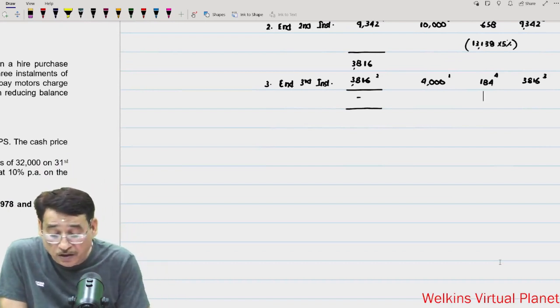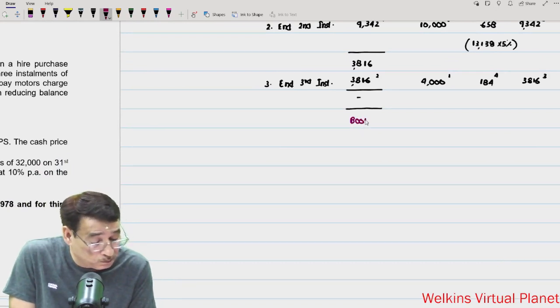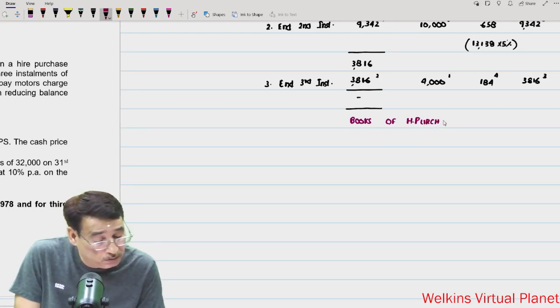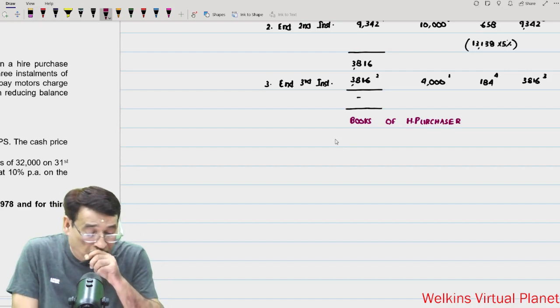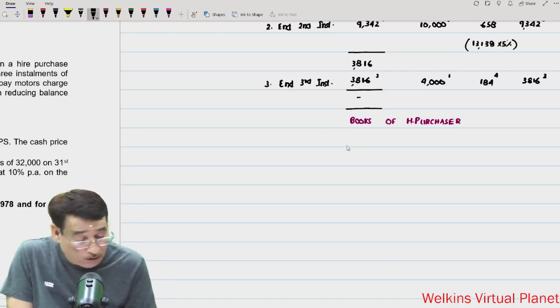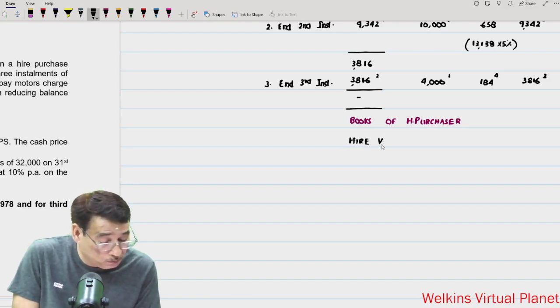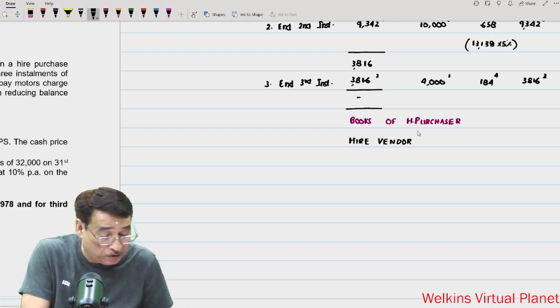So after having computed the interest, now books of hire purchaser. In the books of hire purchaser, we will prepare hire vendor account. And besides that, we'll also prepare asset account as we prepared in the last session.